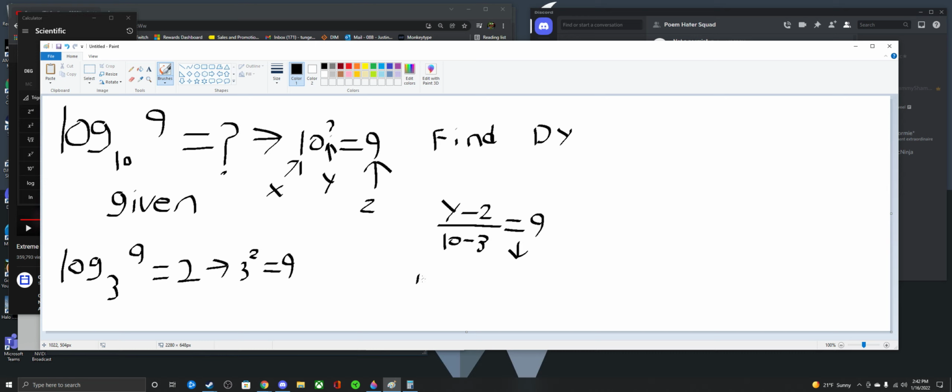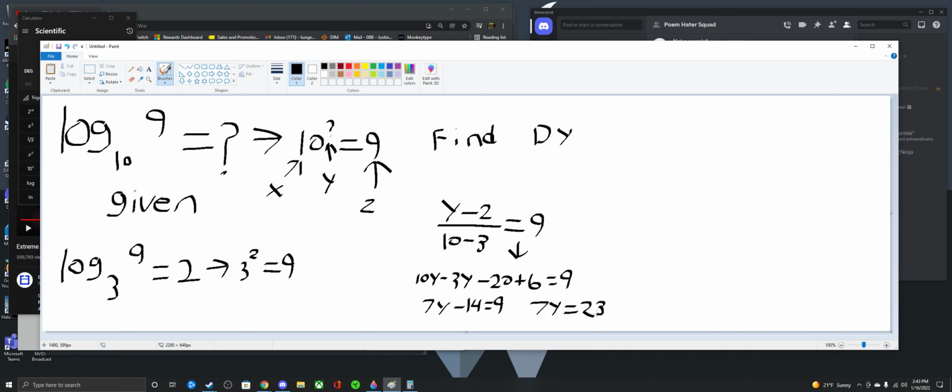So we get 10y minus 3y minus 20 plus 6 equals 9. Now we can simplify this equation down a bit, so we get 7y, and then that's what, minus 14 equals 9. From here, we can actually solve for y. We get 7y equals 23.